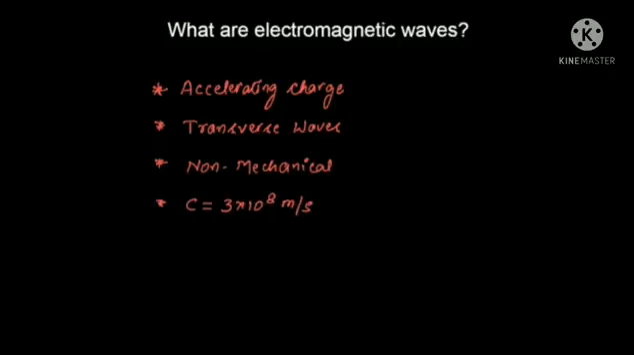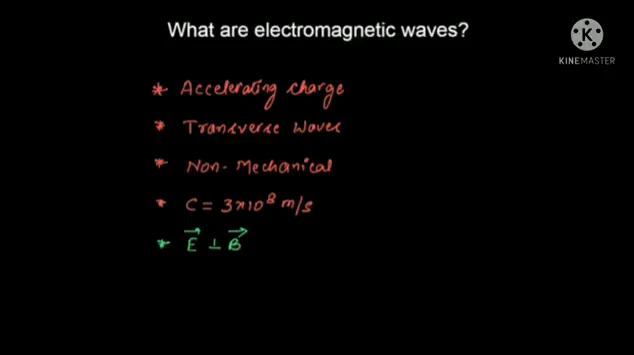Further, if we want to write a few more points about electromagnetic waves, in electromagnetic waves, both electric field and magnetic field vibrate perpendicular to each other. So the electric field vector is perpendicular to the magnetic field vector, and they both are perpendicular to the direction of propagation of the electromagnetic wave because they are transverse in nature.